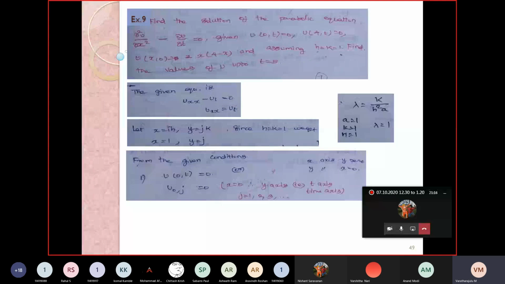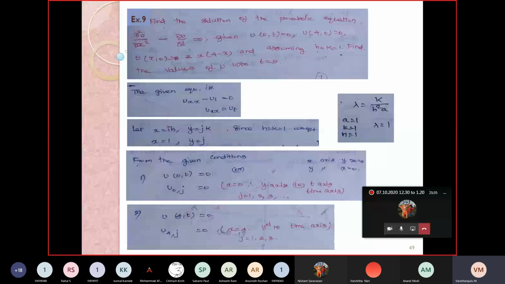That is u(0, j) is equal to 0. If x is equal to 0, that describes the t-axis. When in the t-axis we have x is equal to 0, we need to consider j is equal to 1, 2, 3 till 5. And the second boundary condition, u(4, t) is equal to 0, that is u(4, j) is equal to 0, x is equal to 4. That is parallel to the time axis. We are going to apply j is equal to 1, 2, 3 till 5.